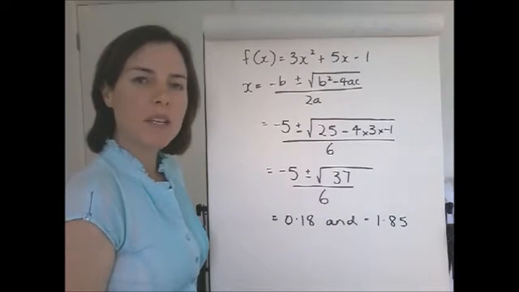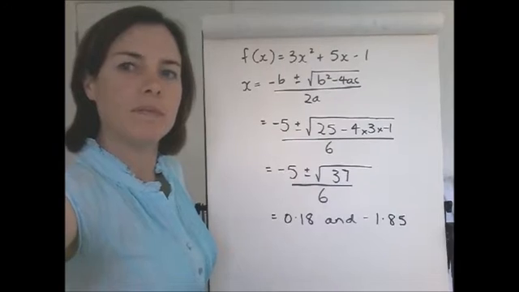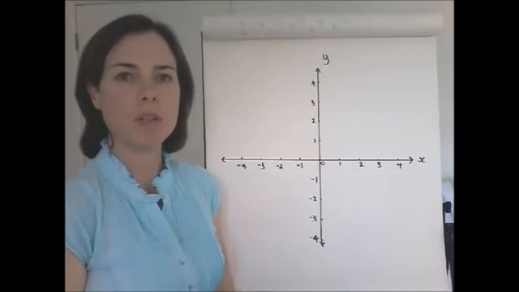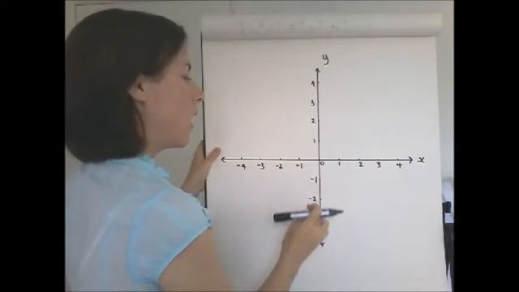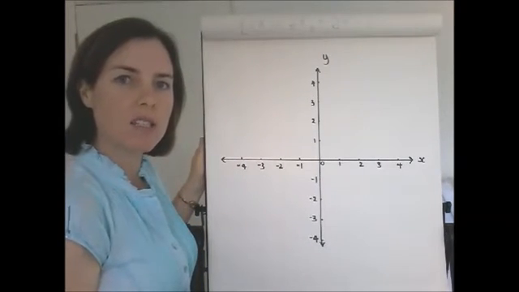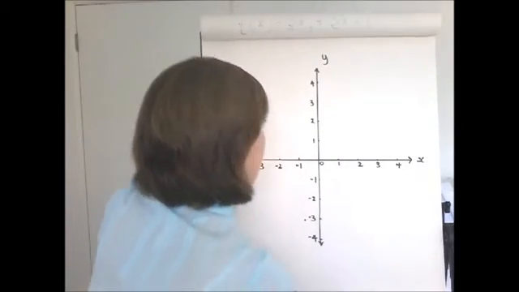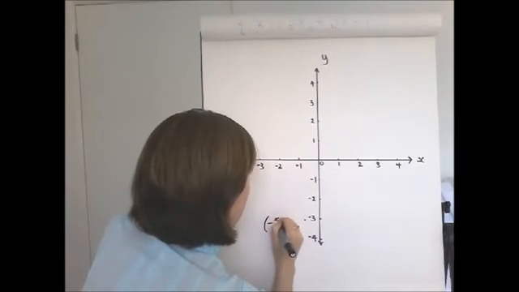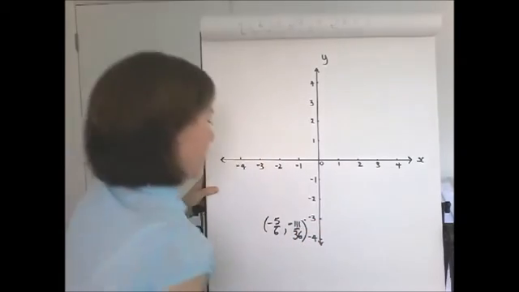Over the page, I'll draw up the axis and then I'll sketch the graph with you. So I'll begin by placing the turning point. It was negative 5 over 6, about here, and the y value negative 111 over 36, which was roughly negative 3. That will be about here, and turning points need to be labelled. That's in and labelled.